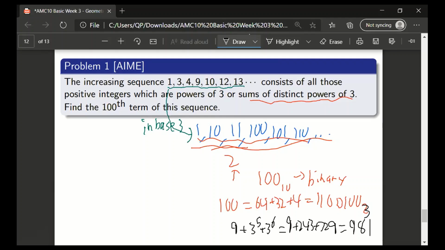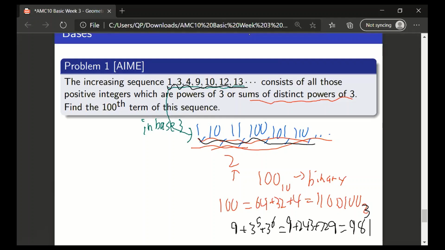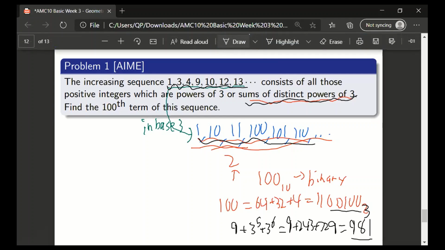Alright, so the key point of this problem was that you converted this into base 3 and saw what basically looks like binary, and you realized it has to be binary due to the fact that the problem specifies sums of distinct powers of 3. Then you convert 100 into binary, take the result, read it in base 3, and convert that back to base 10. So that was basically the solution outline for this problem.